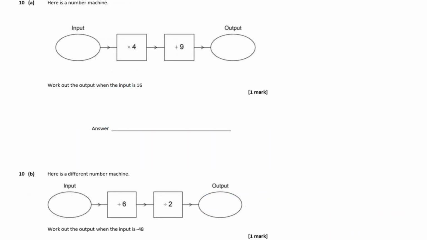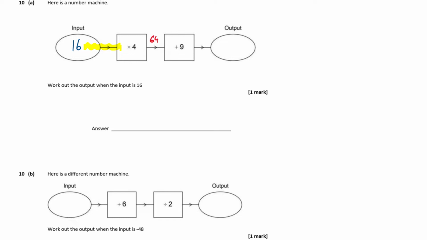Question 10a. Here is a number machine. I've got an input and then it's multiplied by 4 and then 9 is added and I get my output. It says work out the output when the input is 16. So if I put 16 in at this end, what happens? Okay, so first off it trundles through to here, where it's multiplied by 4. So 16 times 4, double 16 is 32, double again is 64. So 64 is going to pop out there in between.